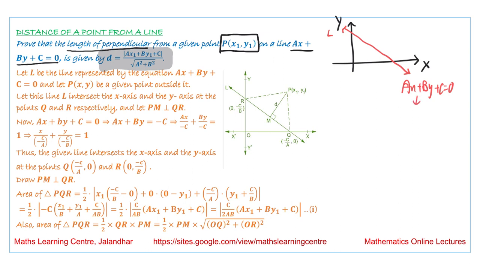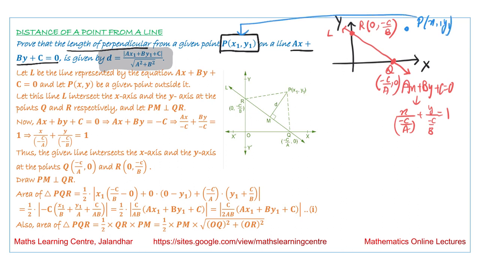If I write this equation in the intercept form, it will be x over (minus c by a) plus y over (minus c by b) is equal to 1. It means the coordinate of this point Q is (minus c by a, 0), and the coordinate of this point R is (0, minus c by b). Now suppose there is another point P somewhere over here, with coordinates (x1, y1), and we want to calculate the distance of this line from this point.